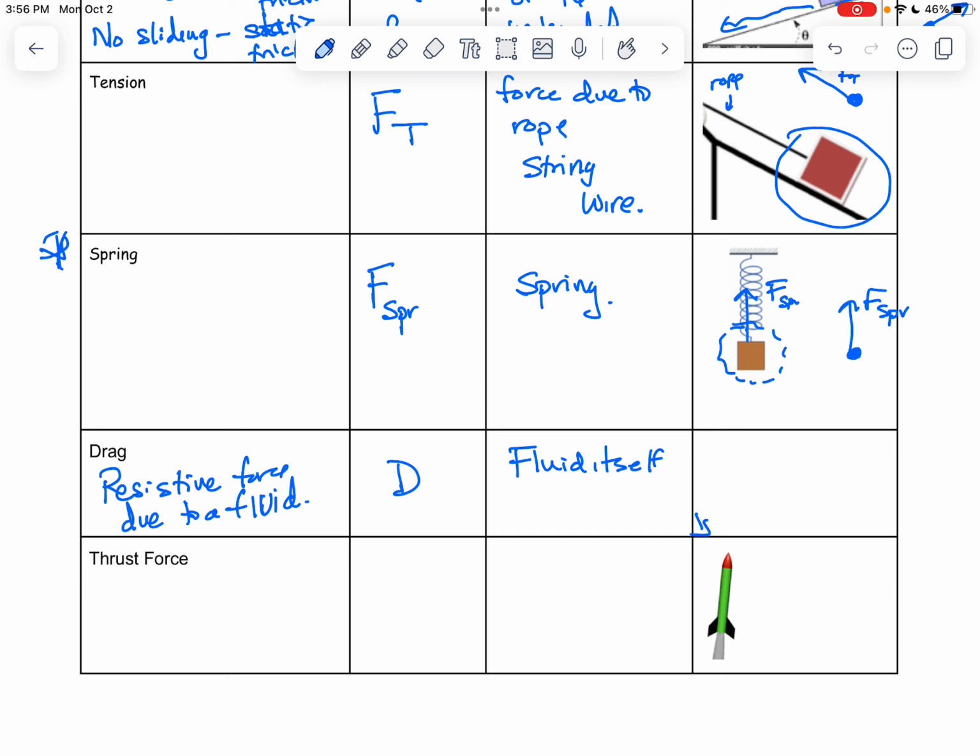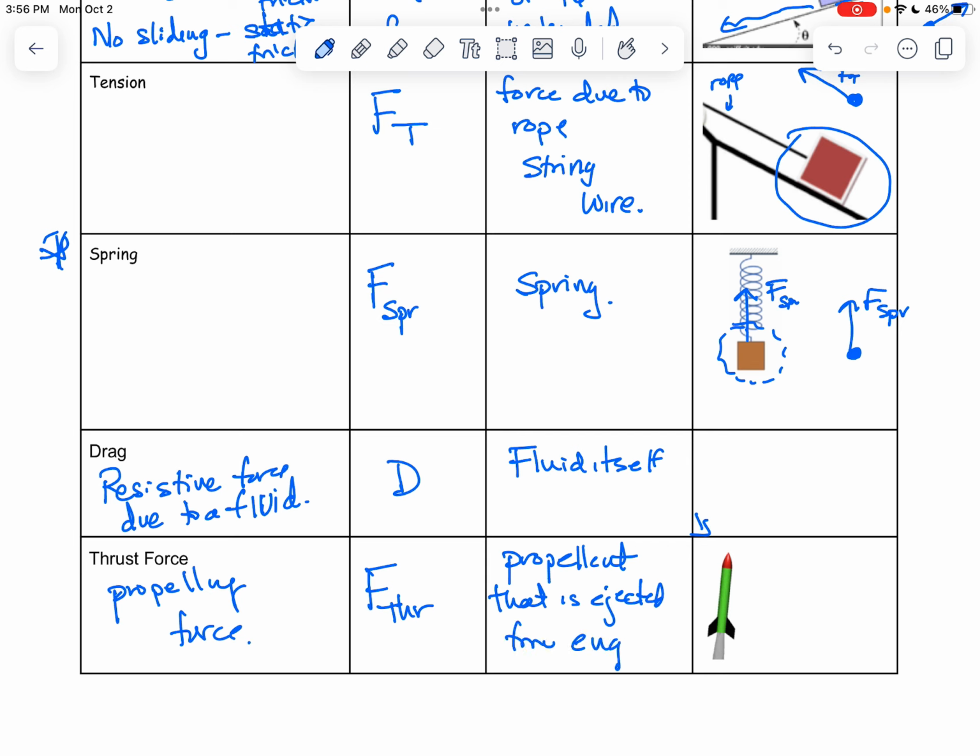Thrust force is like a propelling force. We've done some examples with rocket engines in our acceleration unit. So that would be F THR for thrust. The agent of the force is the propellant that is ejected from the engine. And when we get together, I'll demonstrate a fan cart. So I'll try to remember to demonstrate the fan cart when we get back together again with the thrust force.